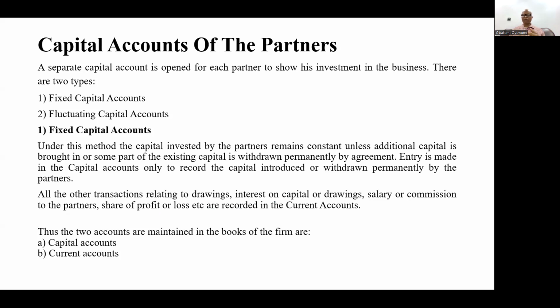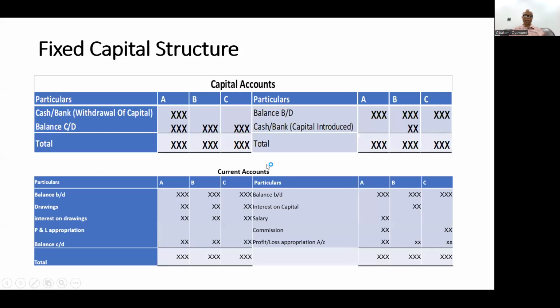So that means that when we talk about the fixed capital structure, there will be a capital account, then there will be a current account. Okay, two accounts are maintained in the books of a firm, the capital account and then the current account of the partners. All right, so that's the fixed capital structure. Let's look at what the structure looks like in the next slide. Let's go there. So here we are.